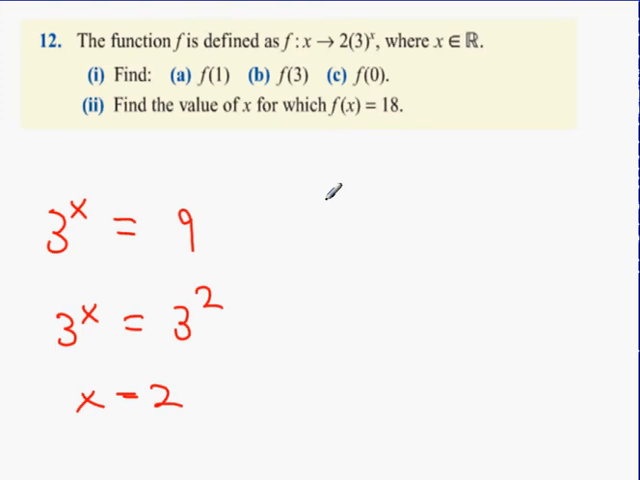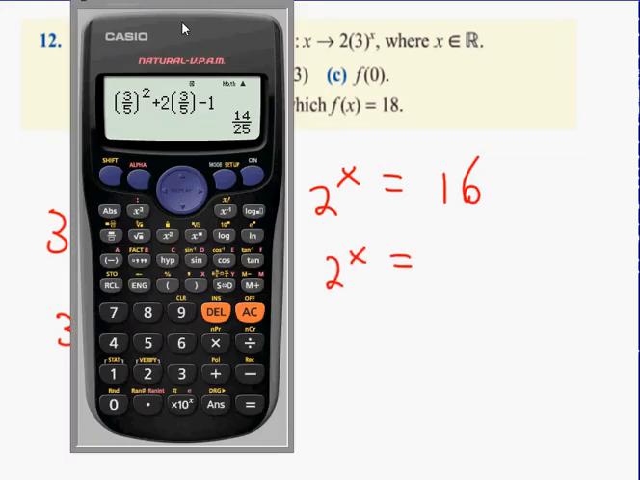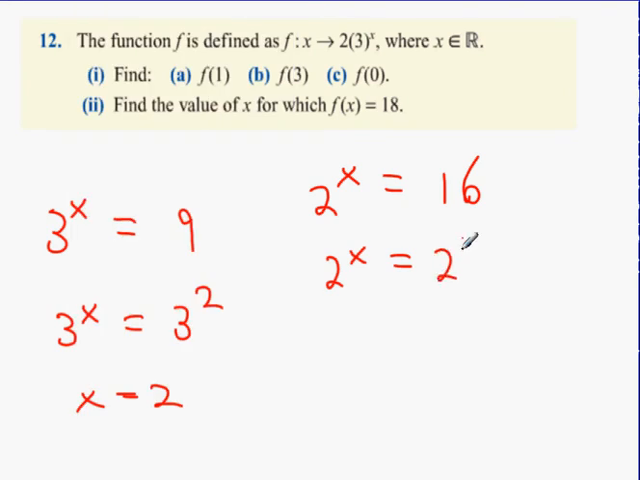If I gave you something like this, let me see, here we go. 2 to the power of x equals 16. What you have to do is you go to your calculator and you find out how many 2's are needed to multiply by each other. Now you keep multiplying 2 by 2 until you get 16. 2 by 2 is 4, multiplied by another 2, that's your third 2, is 8, multiplied by another 2, 16. So 2 to the power of 4. Therefore x equals 4. Everybody happy with that?